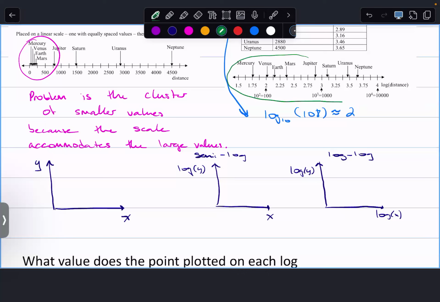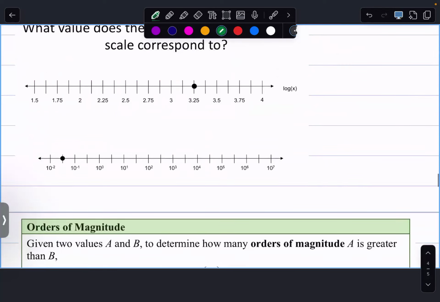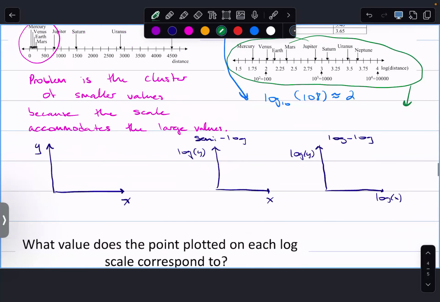Can I just circle this, I guess? I wanted to write something here. Need more space. We use logs so that the scale, I'm gonna say becomes in quotes, because it doesn't become linear, but it just kind of looks more linear. Maybe I'll say that to make the scale appear more linear.